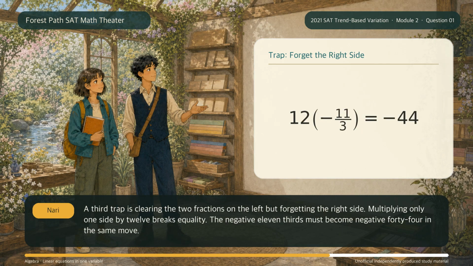A third trap is clearing the two fractions on the left but forgetting the right side. Multiplying only one side by 12 breaks equality. The negative 11 thirds must become negative 44 in the same move.